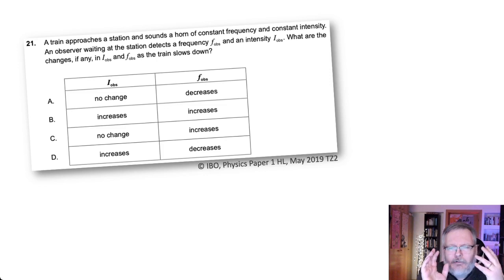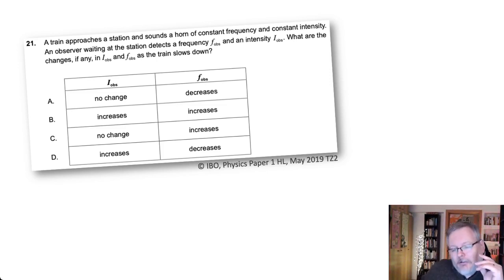A train approaches a station. It's emitting a constant note, a constant horn sound, constant frequency and intensity from the train's point of view. So the question is saying, what does the observer experience as the train slows down? So it's not travelling at a constant speed. It's not travelling through the station. It's slowing down and presumably stopping at the station. But it's definitely slowing down.